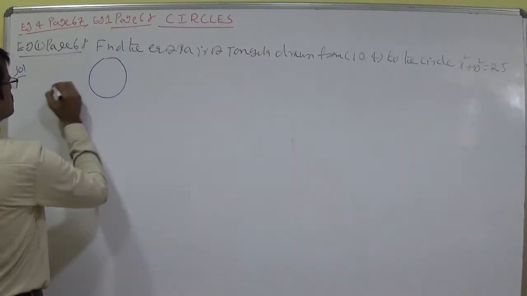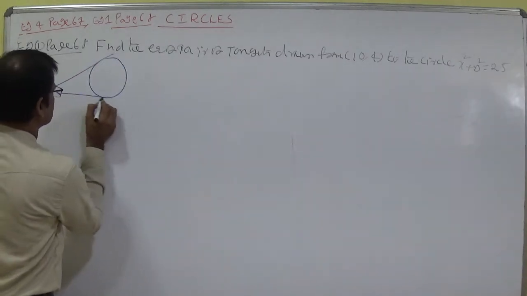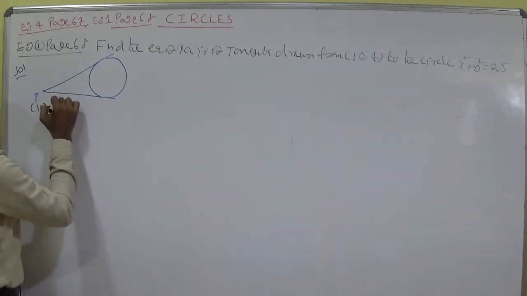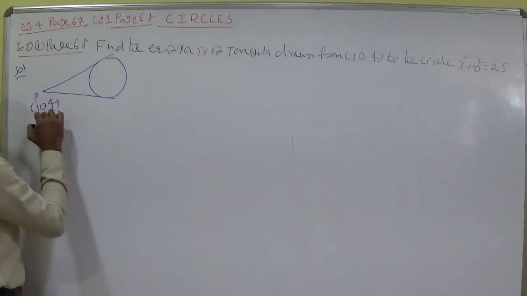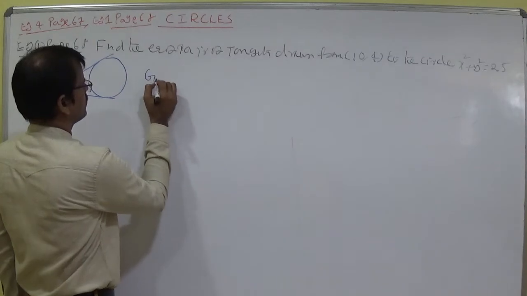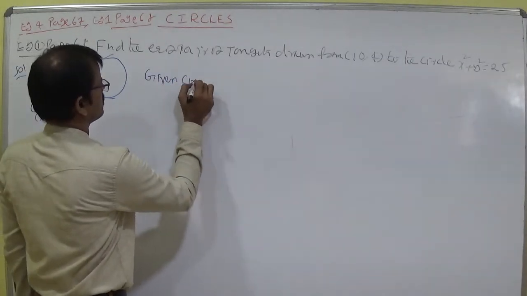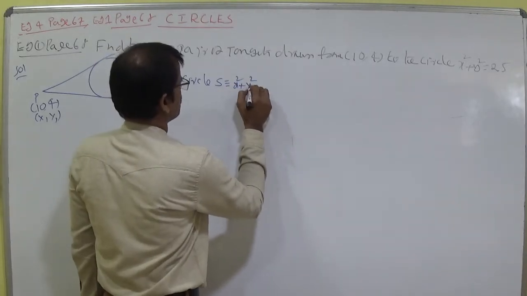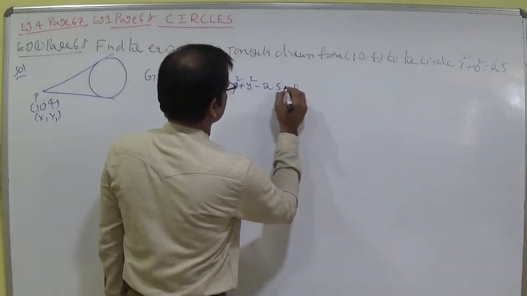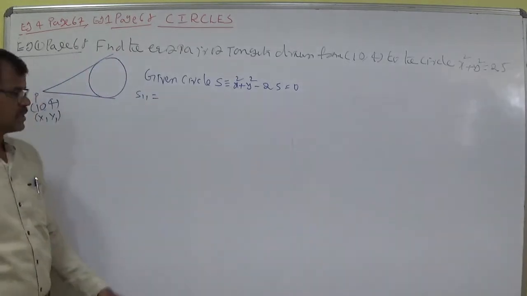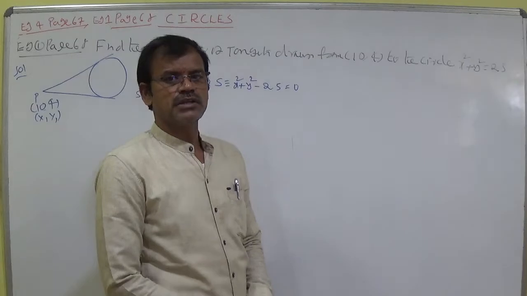Draw a rough diagram like this. This is the point P (x1, y1), which is (10, 4). Let us discuss the equation of circle. Given circle S is equal to x square plus y square minus 25 equal to 0. Now S1 notation is xx1 plus yy1 minus r square.